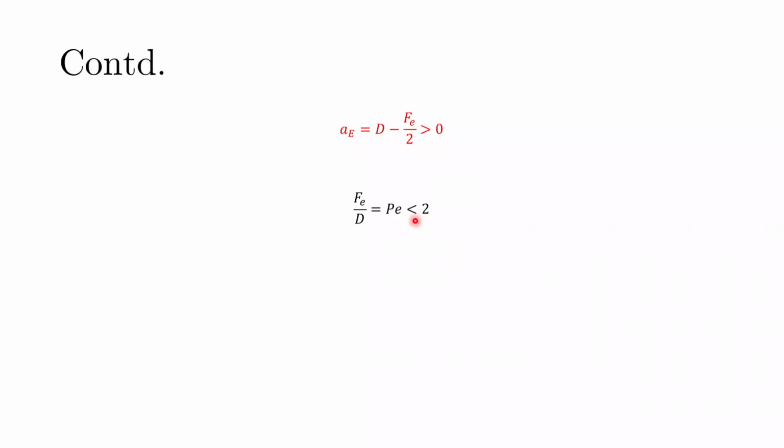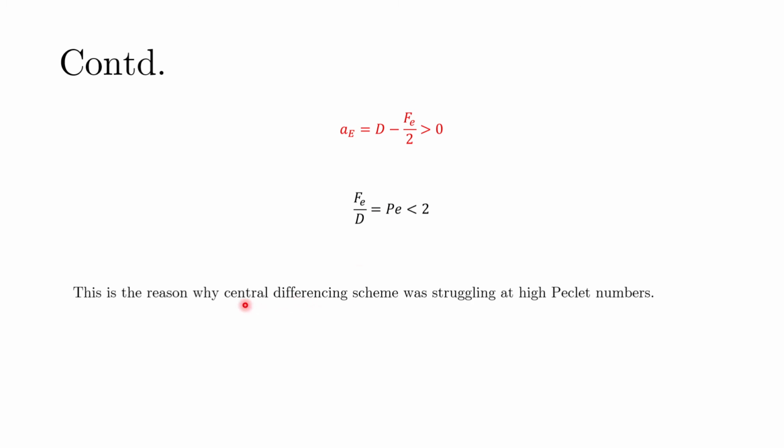That is what I was referring to a couple of slides ago: if the Peclet number is less than 2, then the boundedness behavior would be taken care of, but otherwise it would start causing issues. Similarly, on the negative front, the AW coefficient would start behaving vaguely, and that would result in unstable solutions. That is why the central differencing scheme is only good for an absolute Peclet number smaller than 2. So now we see that this is the real issue: central differencing struggles at high Peclet number.